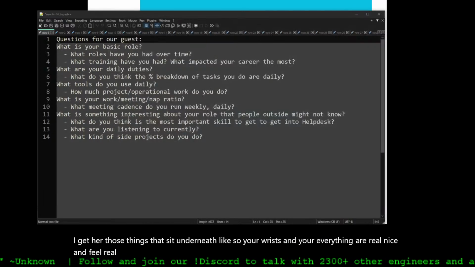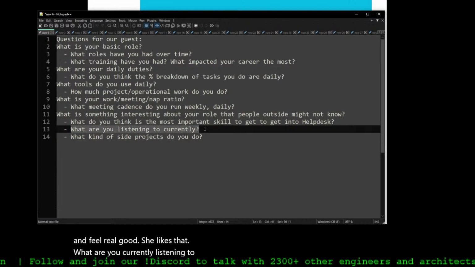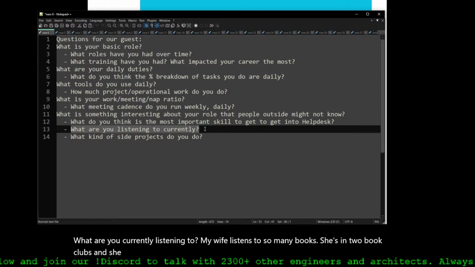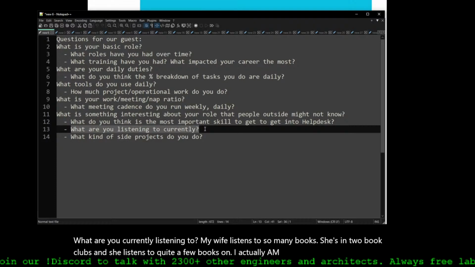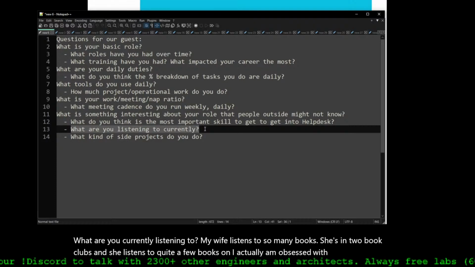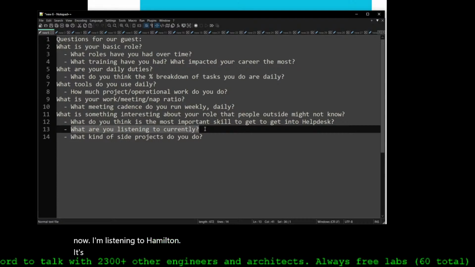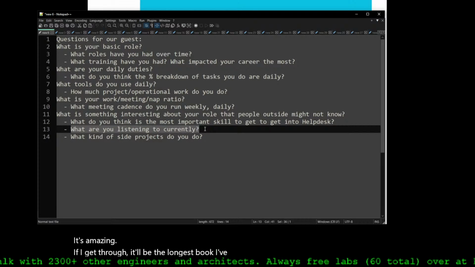She likes that. What are you currently listening to? My wife listens to so many books. She's in 2 book clubs, and she listens to quite a few books. I actually am obsessed with audiobooks. Right now I'm listening to Hamilton. It's amazing. If I get through it, it'll be the longest book I've ever listened to, 39 hours.